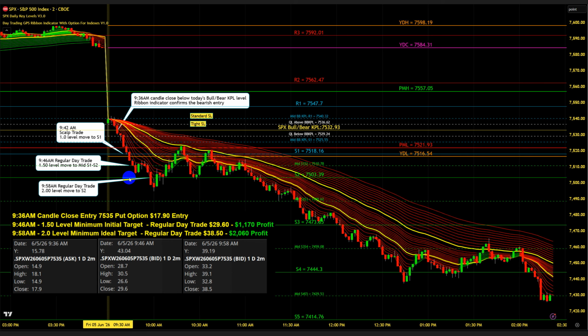The framework remains the same whether the market is bullish, bearish, trending, or range-bound. The goal is not to predict where the market might go. It's to follow a repeatable process for day trading SPX options built around objective price levels, confirmation signals, rule-based entries, and structured trade management. That's exactly what the SPX Daily Key Levels Indicator and our Ribbon Indicator were designed to provide.